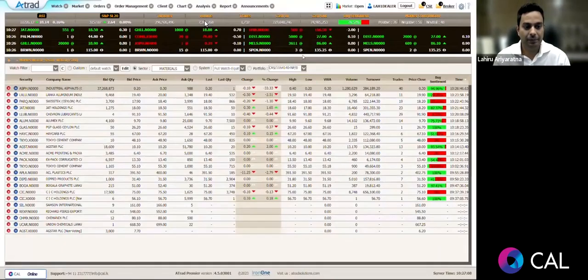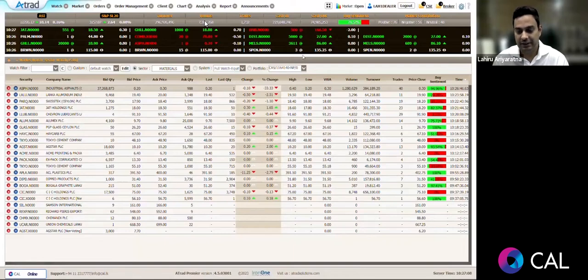What you see at the top, you have the ASPI index. You have the S&P index. Then you see the turnover. This is for a particular day at a particular time, and you have the total volumes traded so far. And you see the trades. The cash in, cash out is basically what's actually been bought and what's actually been sold in the market.